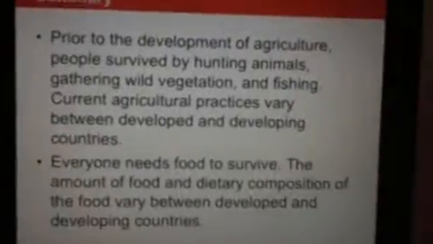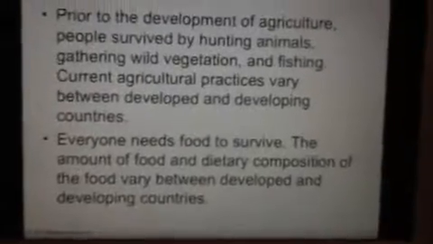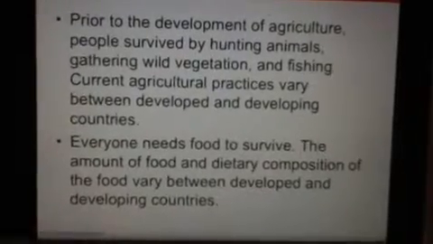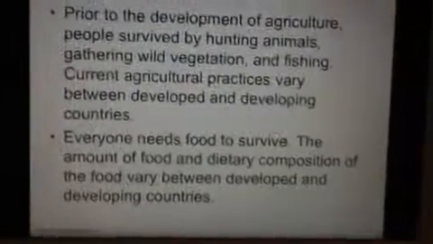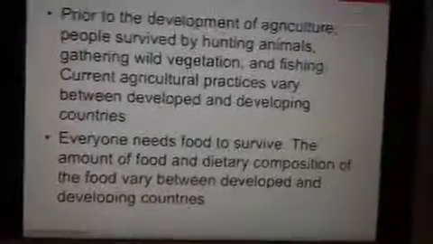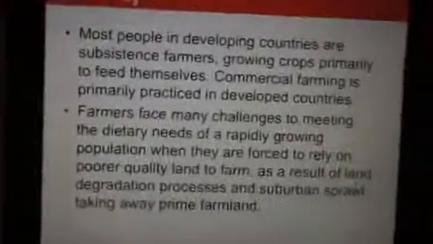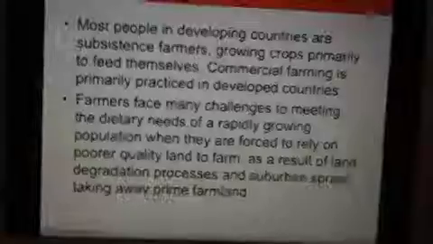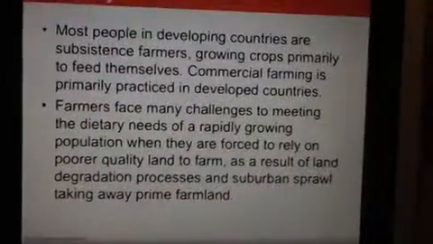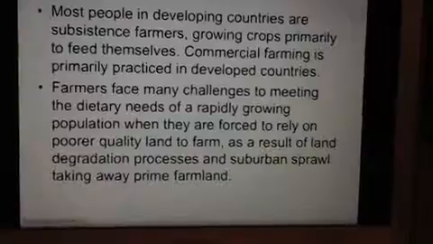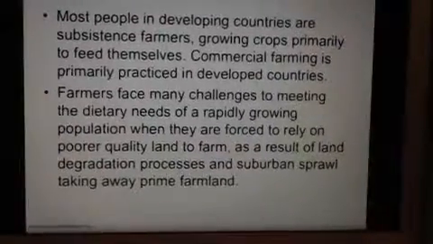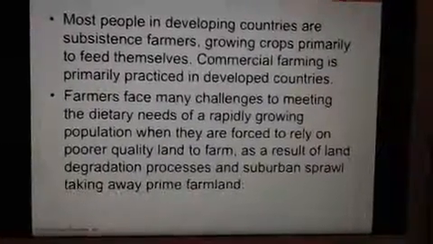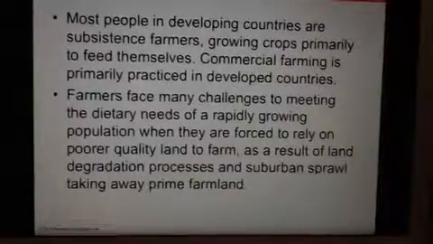Prior to the development of agriculture, people survived by hunting animals, gathering wild vegetation, and fishing. Current agricultural practices vary between developed and developing countries. Everyone needs food to survive. Obviously, the amount of food and dietary composition vary between developed and developing countries. Most people in developing countries are subsistence farmers, which means they grow crops primarily to feed themselves. Commercial farming is primarily practiced in developed countries. Farmers face many challenges to meet the dietary needs of a rapidly growing population when they're forced to rely on poorer quality land to farm, as a result of land degradation processes and suburban sprawl taking away prime farmland.